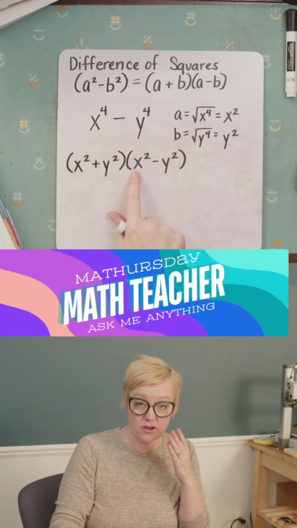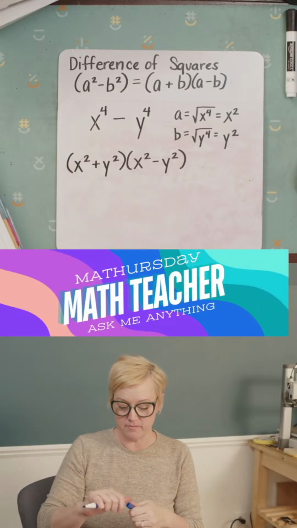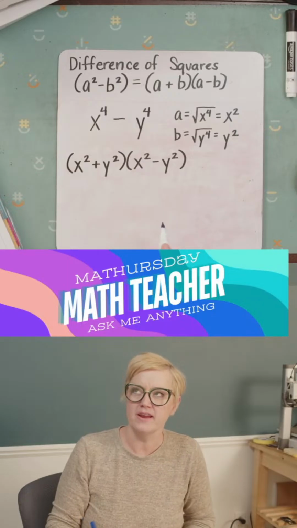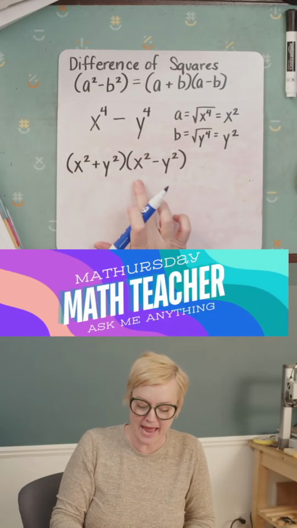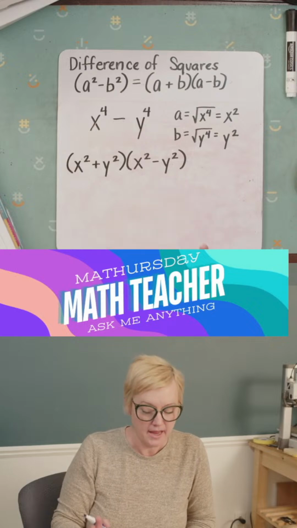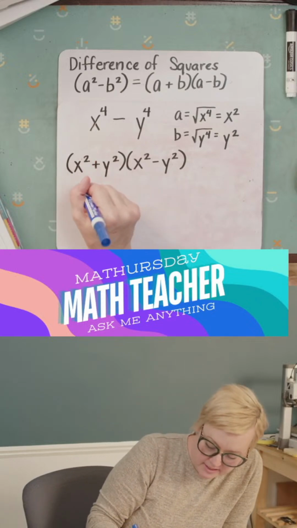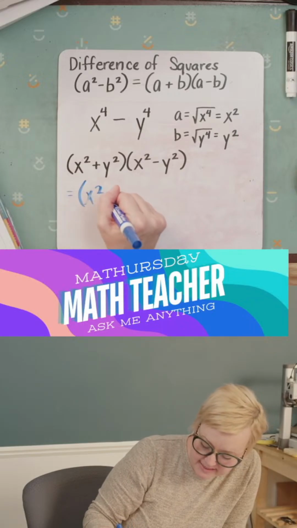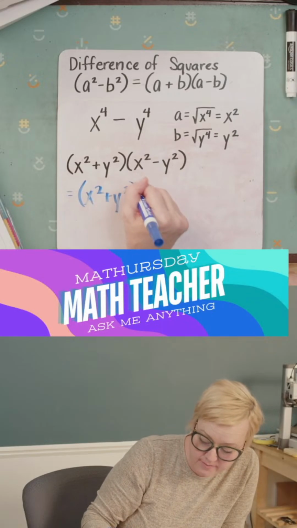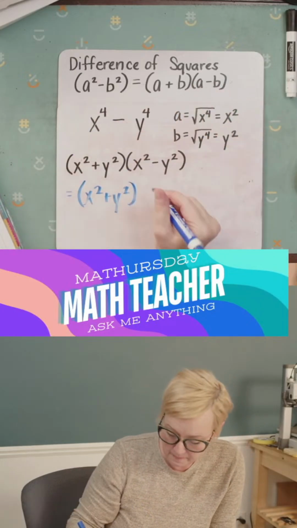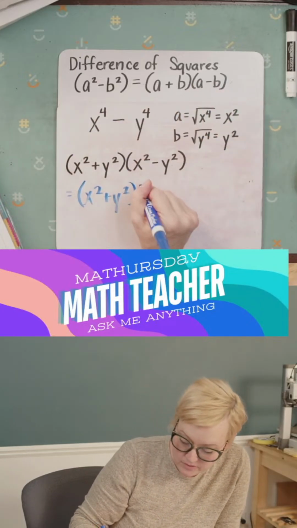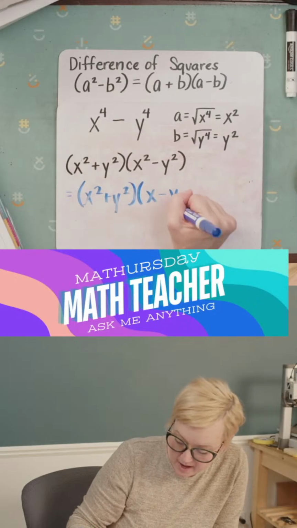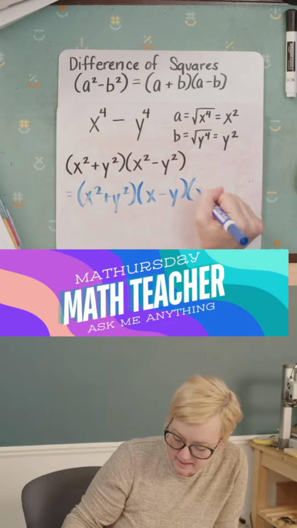So my a value would be x and my b value would be y. Anyway, so this just is going to drop down again. So x squared plus y squared, that stays the same because I can't factor that anymore. And then x squared minus y squared, I can factor that again and have it be x minus y times x plus y.